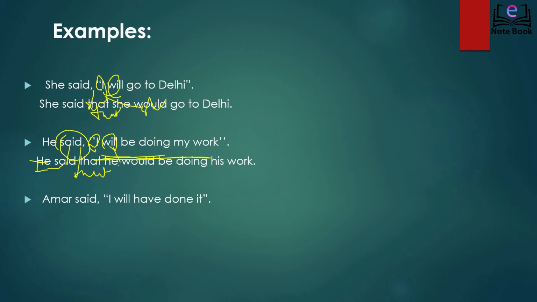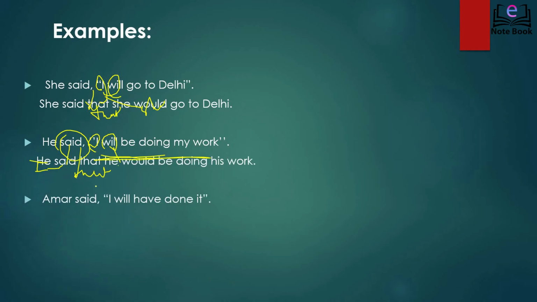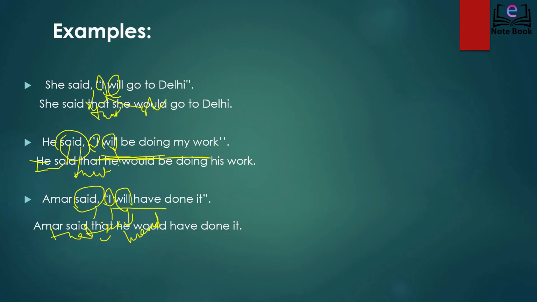Next sentence is, Amar said, "I will have done it." How do we change this? It's an easy one. Since this is past here, we know we need to make changes here. We see "will", we immediately change this to "would". Here, we change the pronoun according to the subject of the reporting verb, that we make it "he", and we add "that" here, and the sentence becomes, Amar said that he would have done it.